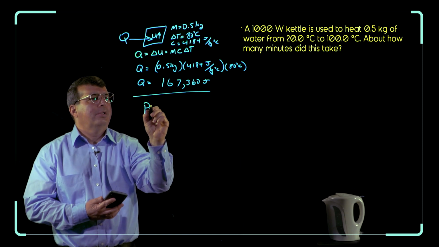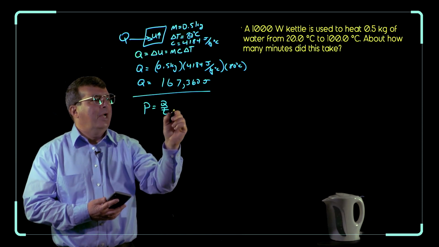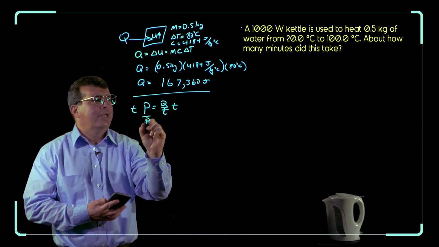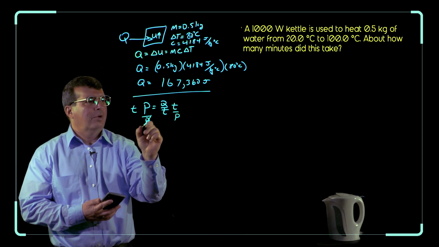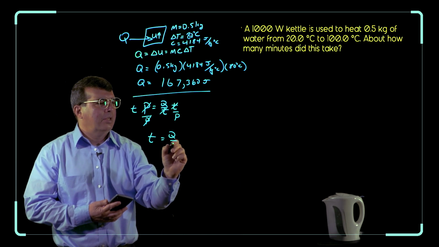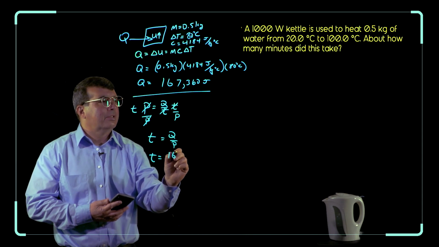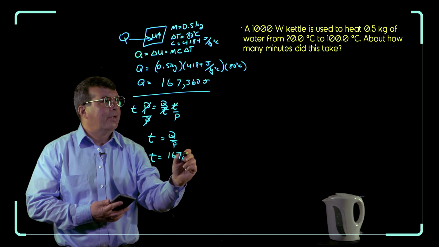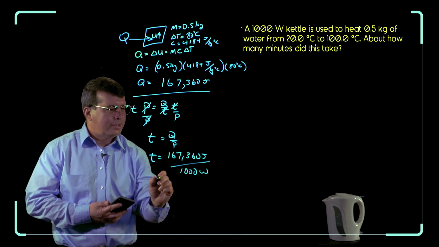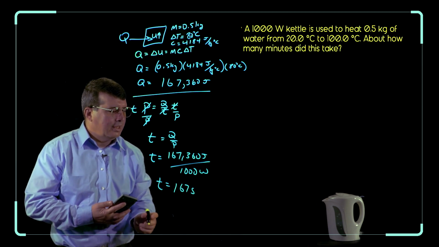Now remember that power is heat over time. So we want to get time by itself, so we'll multiply both sides by time and then divide both sides by power. So our power cancels out here and our time cancels out over here, and we're left with time is heat over power. Our time is 167,360 joules divided by 1,000 watts. So the time will be 167 seconds.